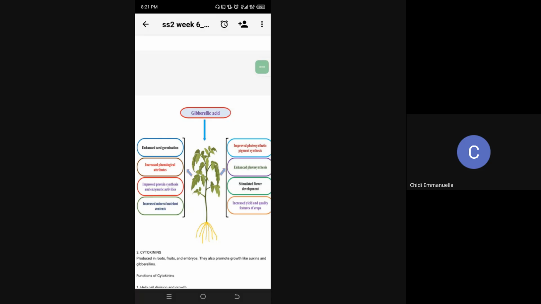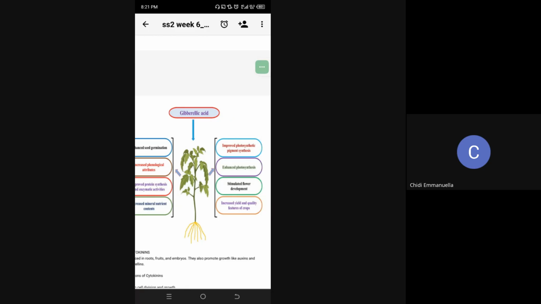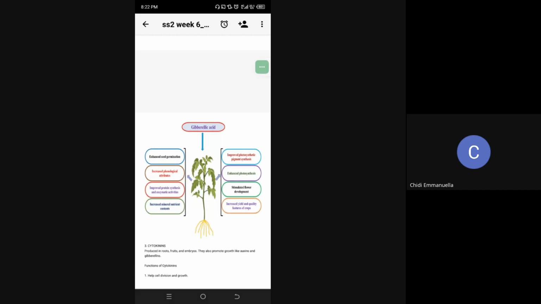Then another thing is it increases mineral nutrient content in the body of the plant. It also improves photosynthetic pigment synthesis, so that the plant can produce its food. Then it also enhances photosynthesis. It stimulates flower development, which is what I said, that was the first function I said under gibberellins. And it increases yield and quality features of crops. Any challenge on this? Yes, sir. No challenge on this.